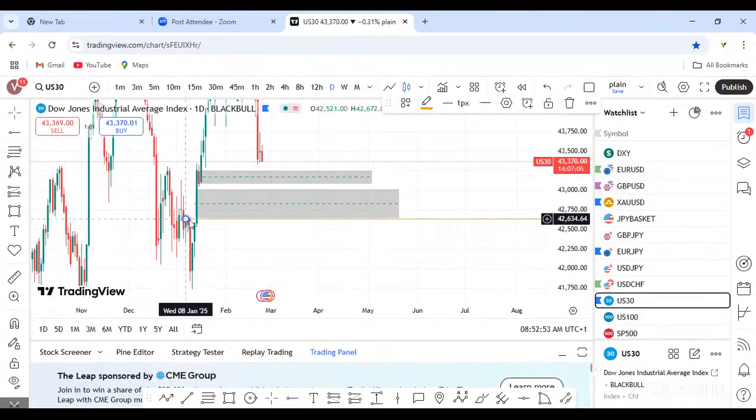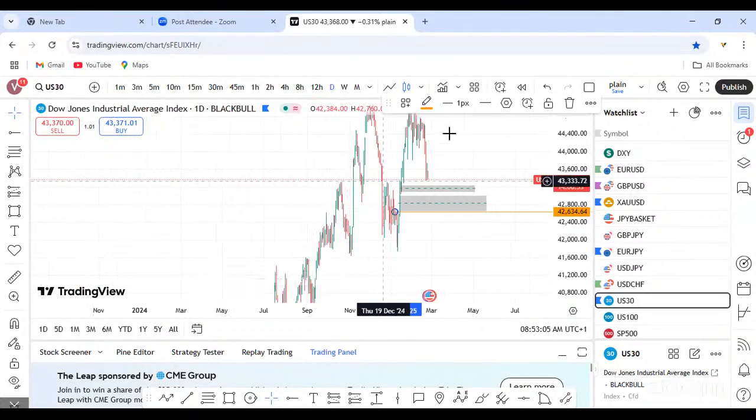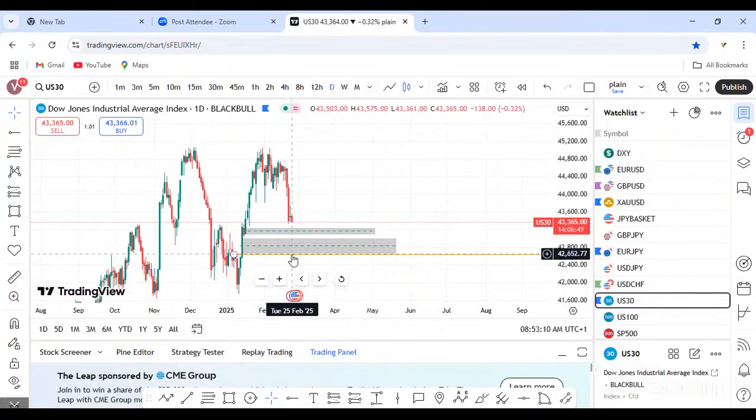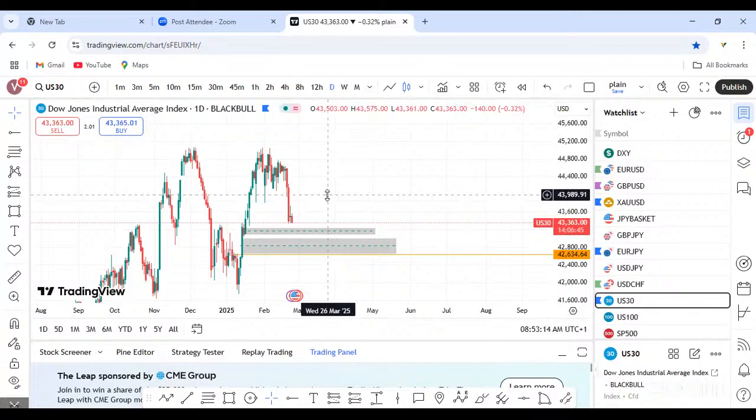Okay. You have something here. So if this for any reason doesn't hold, we expect price to tap into this breaker block here and then start pushing to the upside again from a technical perspective. We expect a tap into this zone and then price starts pushing to the upside. So that's my expectation for this market.